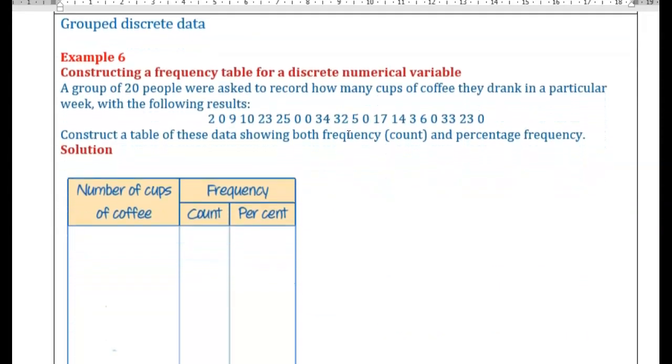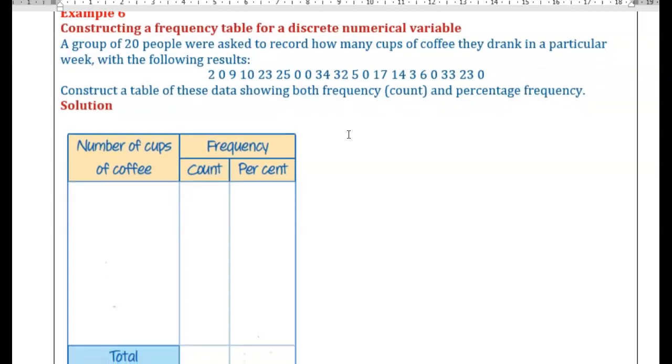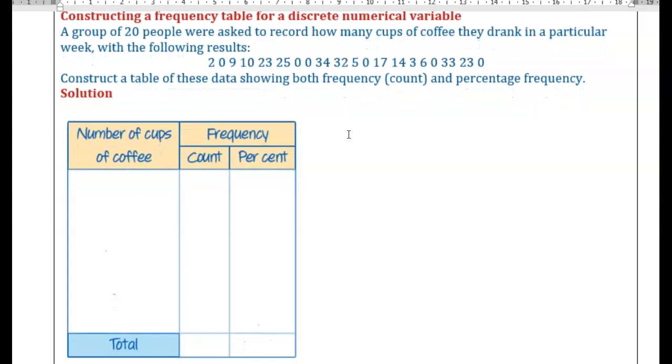Grouped discrete data. So constructing a frequency table for a discrete numerical variable. A group of 20 people were asked to record how many cups of coffee they drank in a particular week with the following results. So you can see here, some people did 0, and then we look for the maximum, which looks like it's 34. So that means we've got to count for everyone between 0 and 34 cups of coffee.